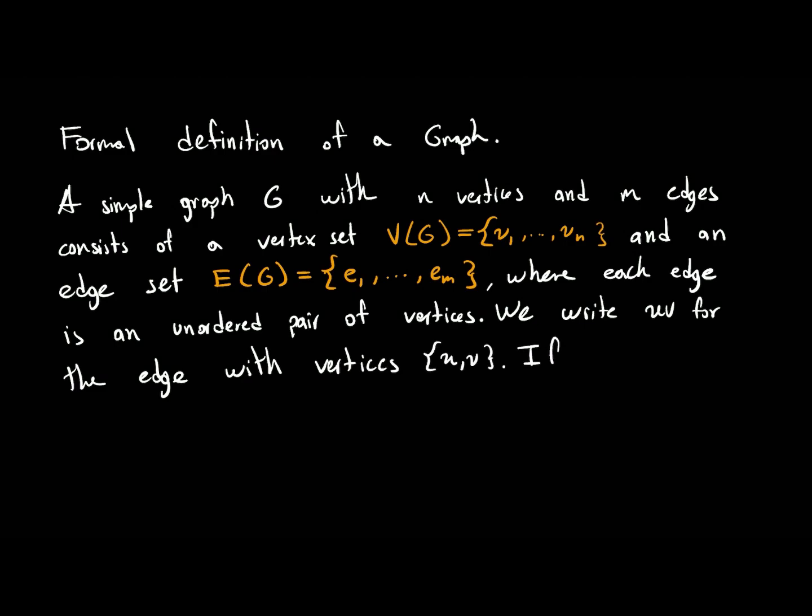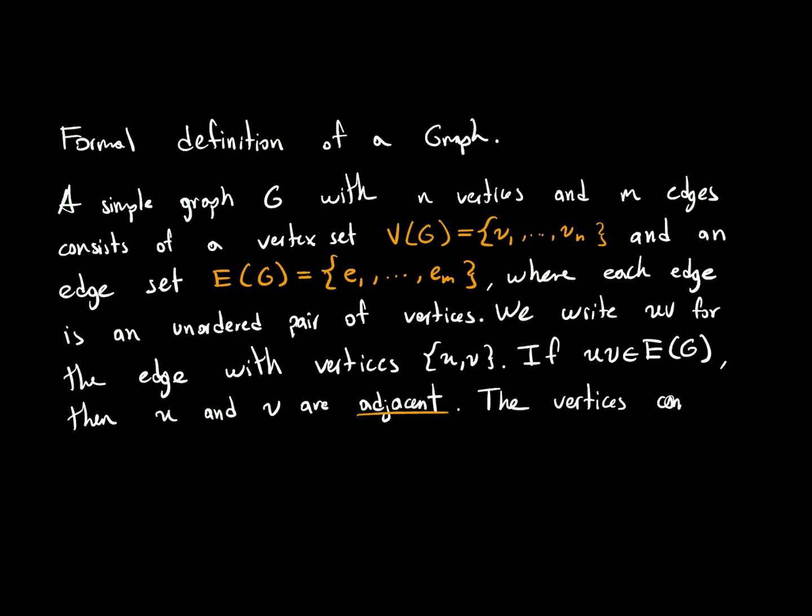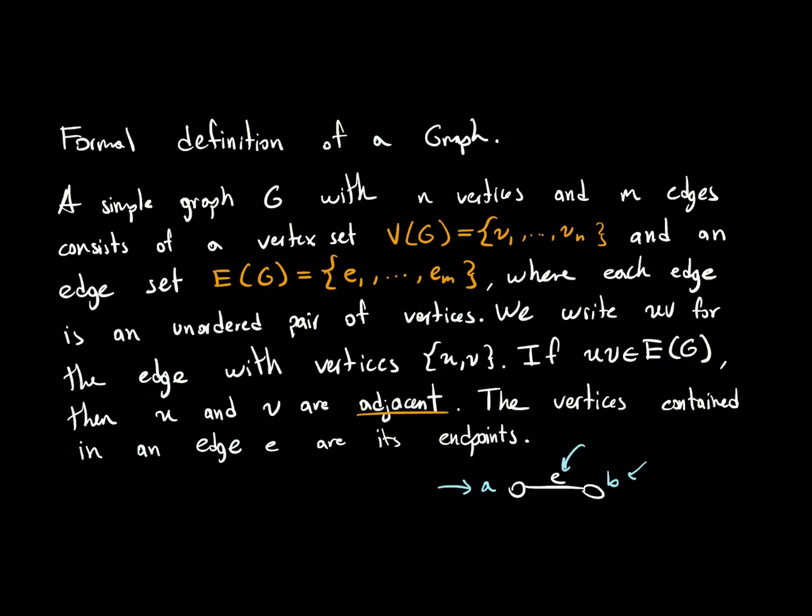Okay? If the edge UV is in the edge set of G, then U and V are adjacent. And this idea of adjacency is important. Now, the vertices contained in an edge E, so some edge named or labeled E, are its endpoints. So if we had an edge E, whose vertices were A and B, we say that A and B are the endpoints of E.